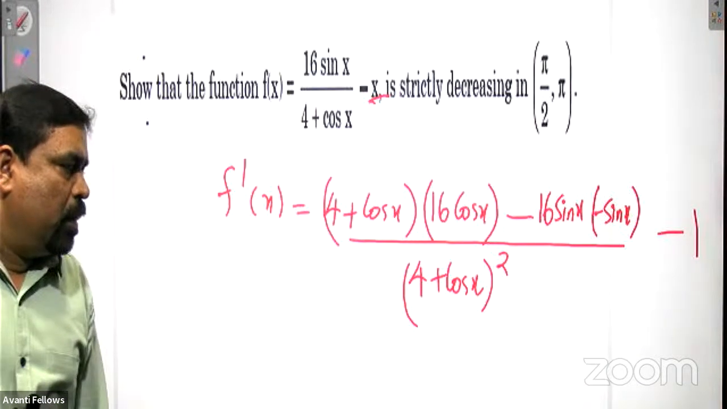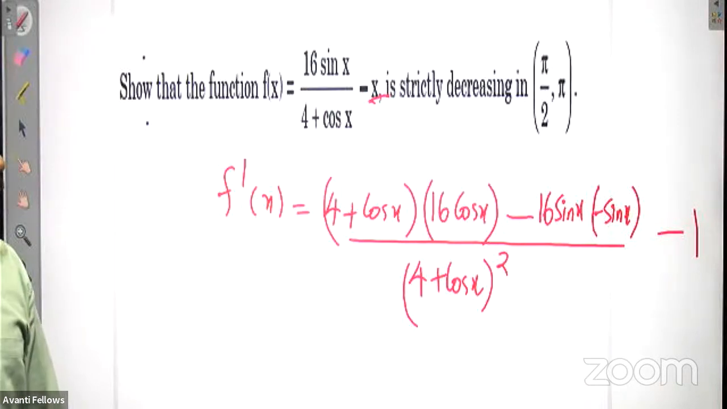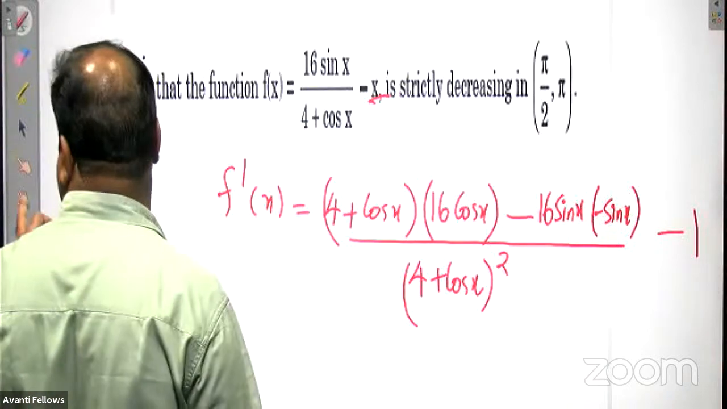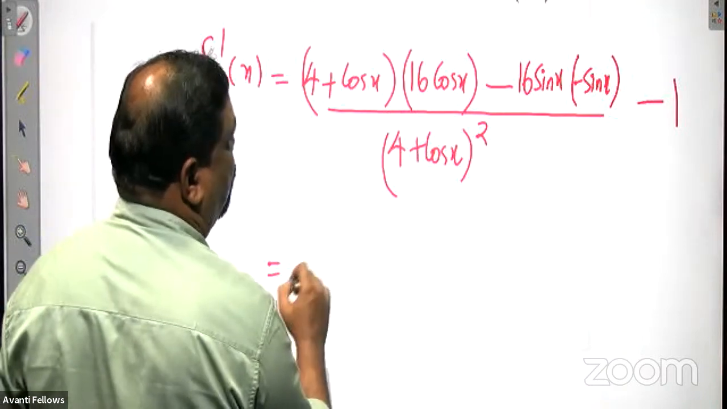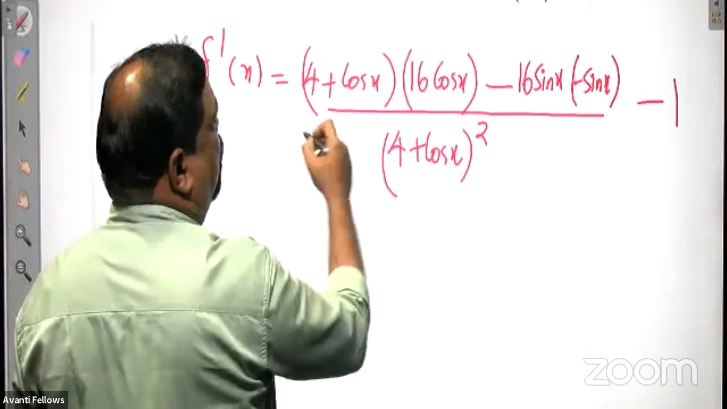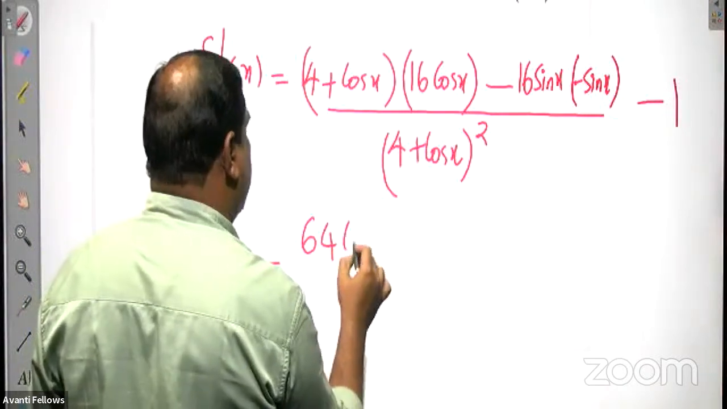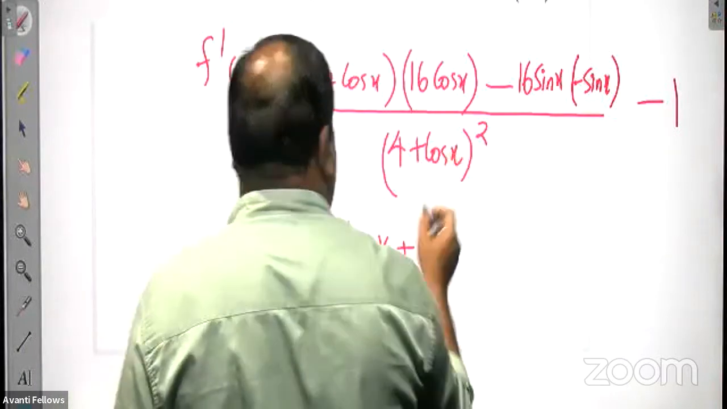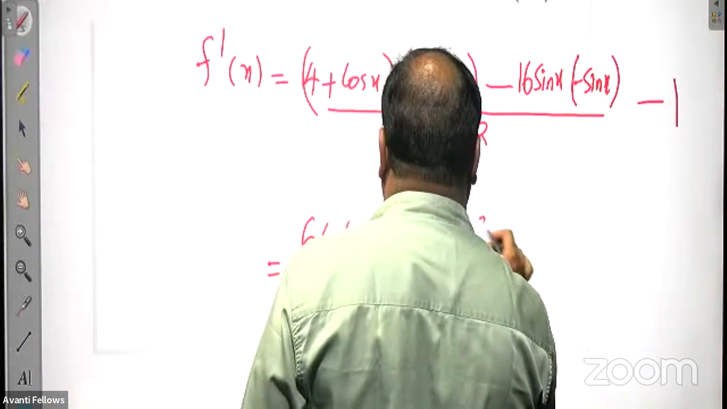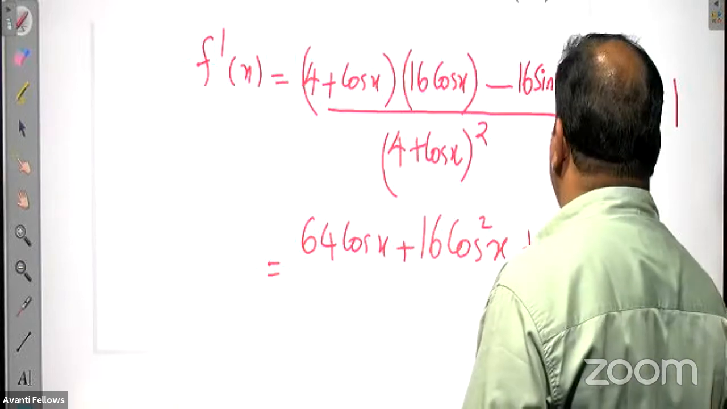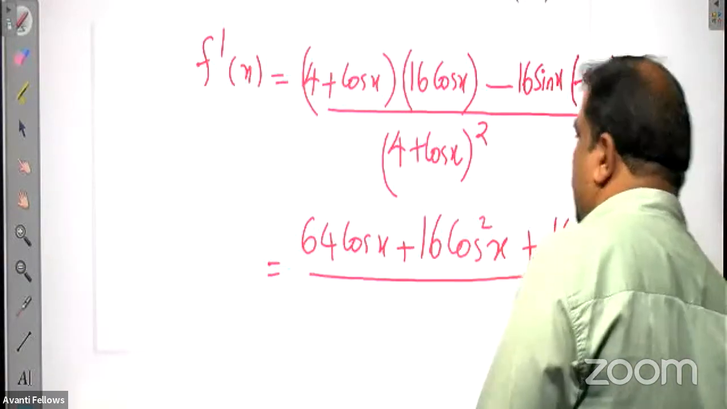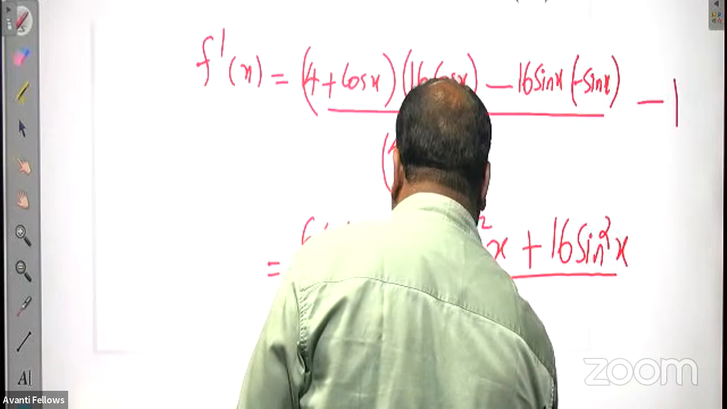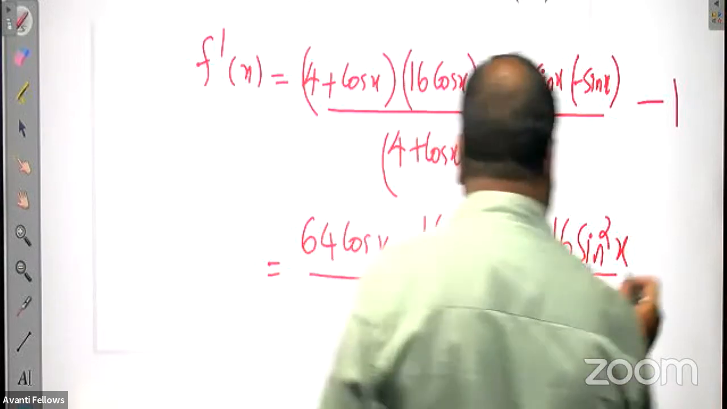Okay. Now we have to simplify further. Normal simplification. So what will you get? Remove the bracket. 4 into 16 cos x means 64 cos x. Cos x into 16 cos x means 16 cos square x. Minus into minus, plus 16 sin square x, all divided by (4 plus cos x) whole square minus 1.